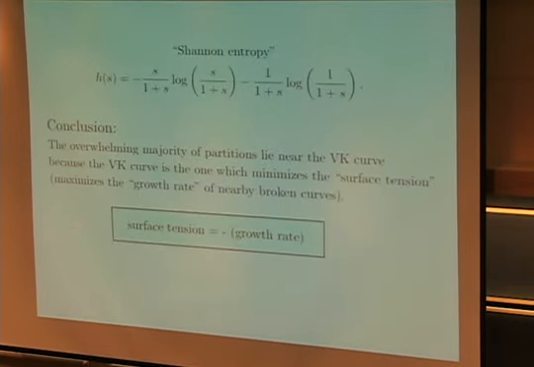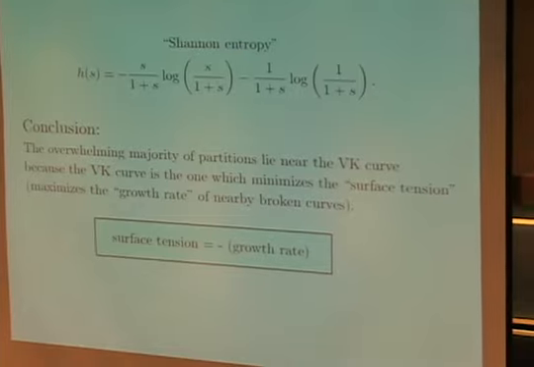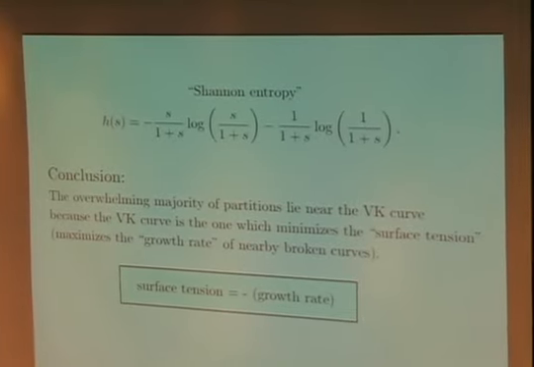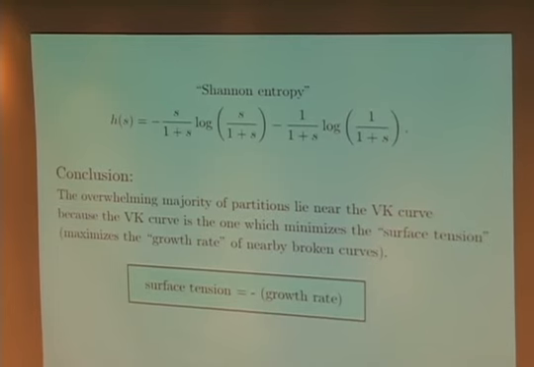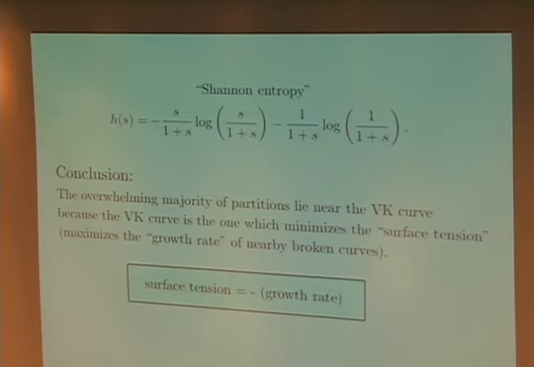Right. And so the conclusion is that the Hershey-Kirov curve is the unique curve which actually maximizes this entropy. It maximizes the number of nearby broken curves among all curves which are increasing and have total volume one underneath them. You look at the one which has the maximum number of partitions nearby, it's the Hershey-Kirov curve.